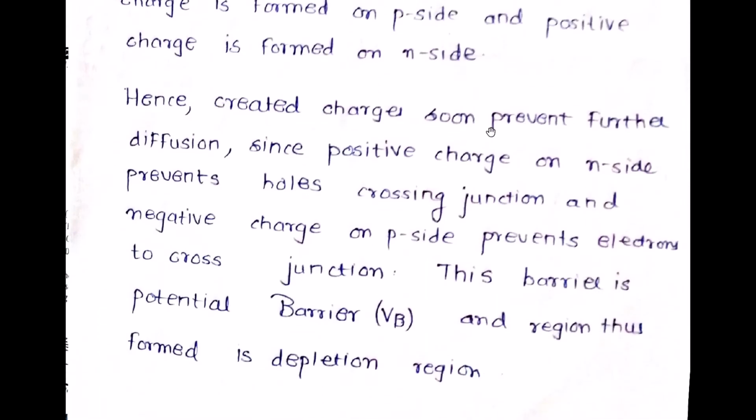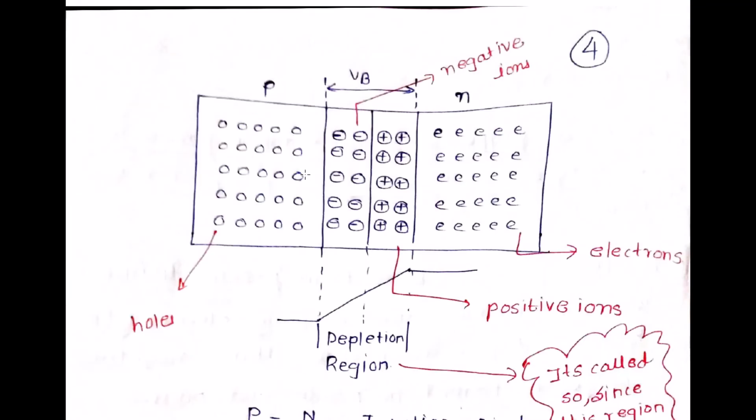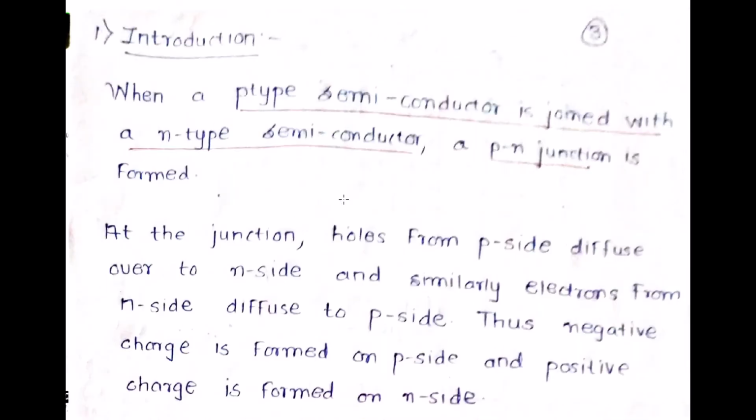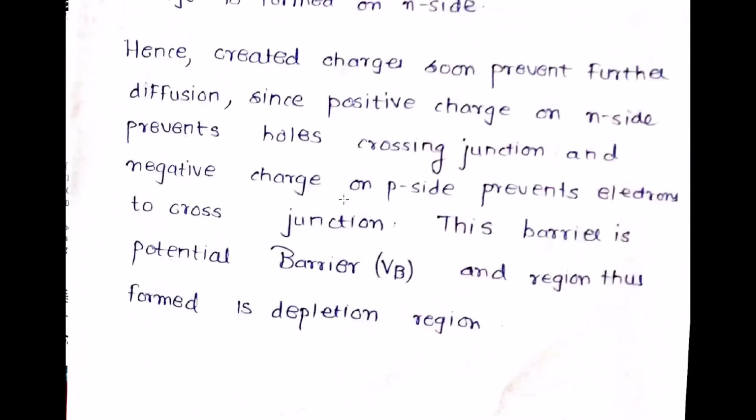Hence the created charges soon prevent further diffusion. So what happens is that the charges which are formed over here, the negative charge and the positive charge, become up to such an extent that the diffusion, that is the holes towards the N and the electrons towards the P, stops happening, and we have only the negative charge over here and the positive charge over here. So the created charges soon prevent the further diffusion, since positive charge on the N side prevents hole crossing the junction and negative charge on the P side prevents the electron crossing the junction.